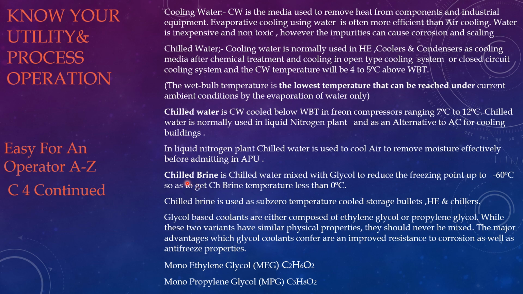Now we can see another important terminology, chilled brine. Chilled brine is chilled water mixed with glycol to reduce the freezing point up to minus 60 degrees centigrade so as to get chilled brine temperature less than 0 degrees centigrade. Chilled brine is used as a sub-zero temperature coolant in storage bullets, heat exchangers and in chillers.